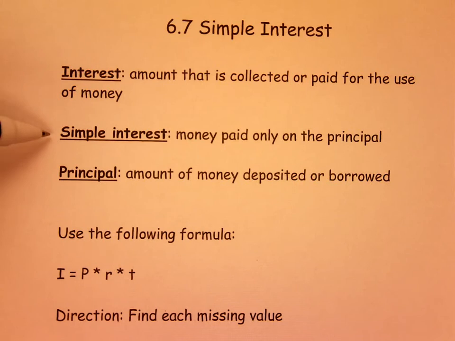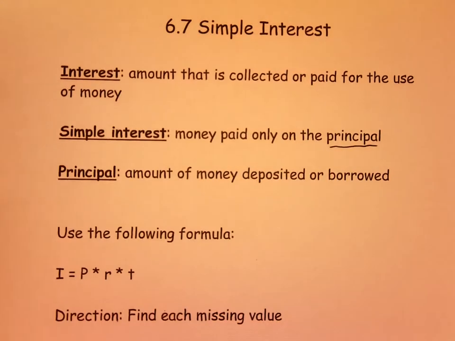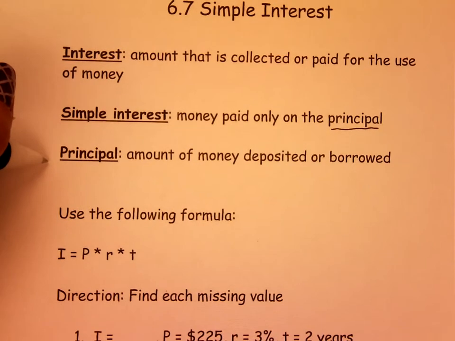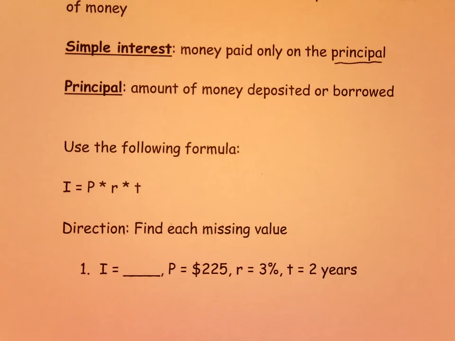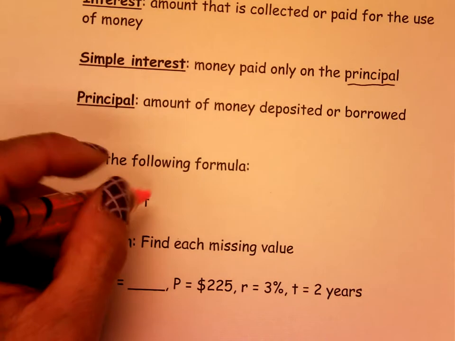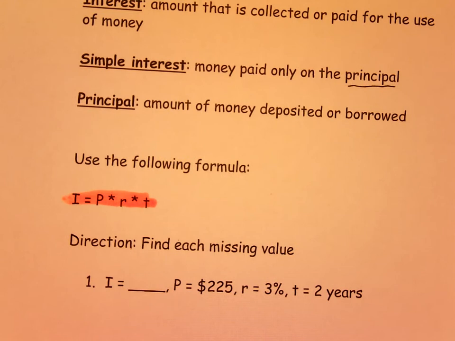A simple interest is money paid only on the principal. When we talk about principal, it's how much money you actually borrowed. Okay, so principal is the amount of money deposited or borrowed. So this is a formula that you have to use. I is equal to PRT. Very important that you memorize this formula. It is important that you memorize it.